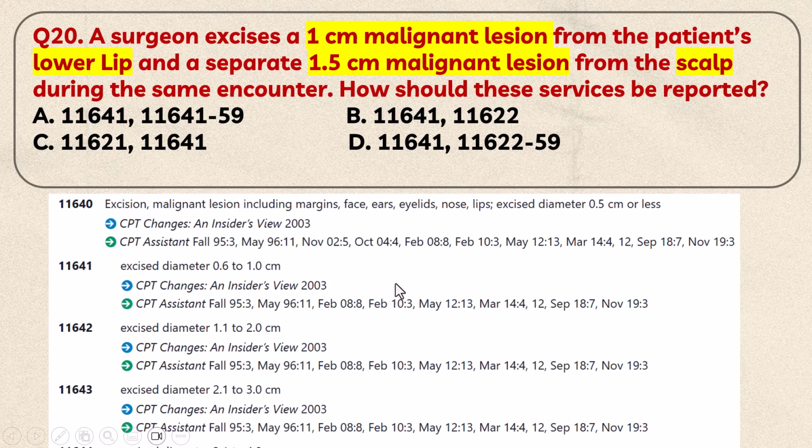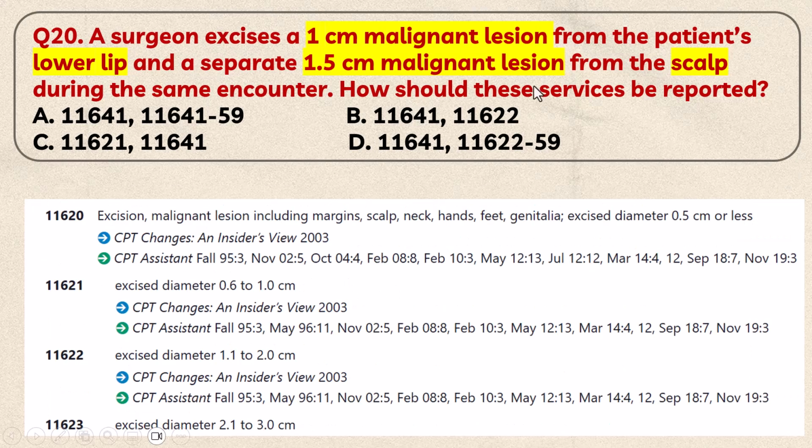The second lesion is the 1.5 centimeter malignant lesion on the scalp. Here 11620 starts with excision, malignant lesion including margins, scalp, neck, hands, feet and genitalia. So here scalp is included. Our margin is 1.5 centimeters, so 1.5 centimeters is included here. Excised diameter 1.1 to 2 centimeters. So that is 11622. So the correct 2 codes are 11641 and 11622.